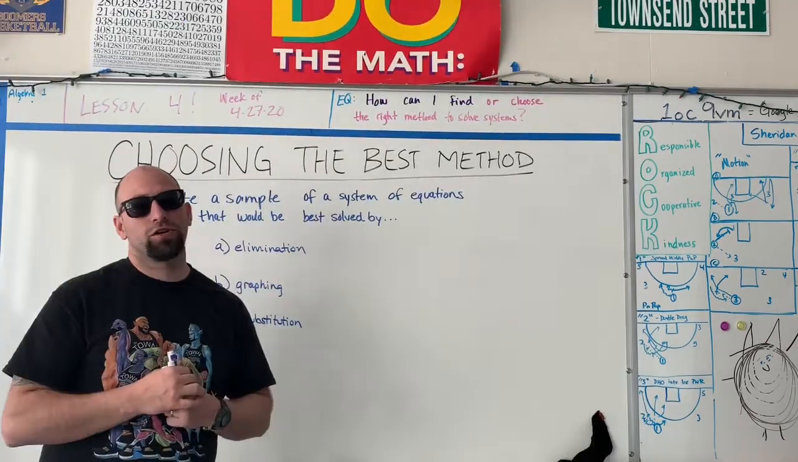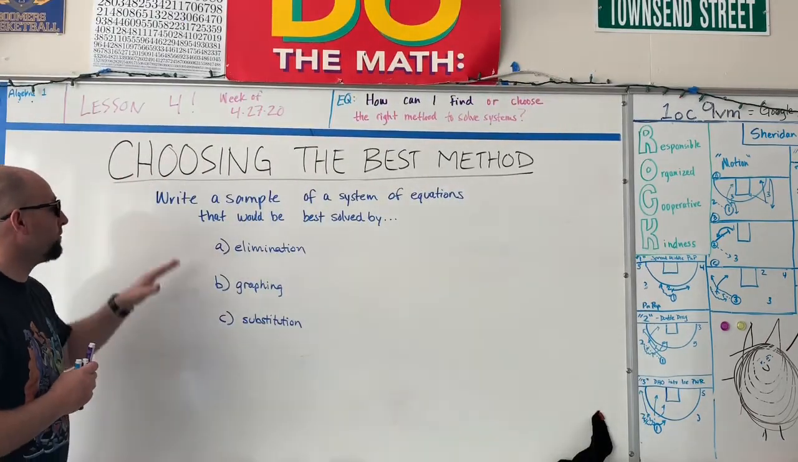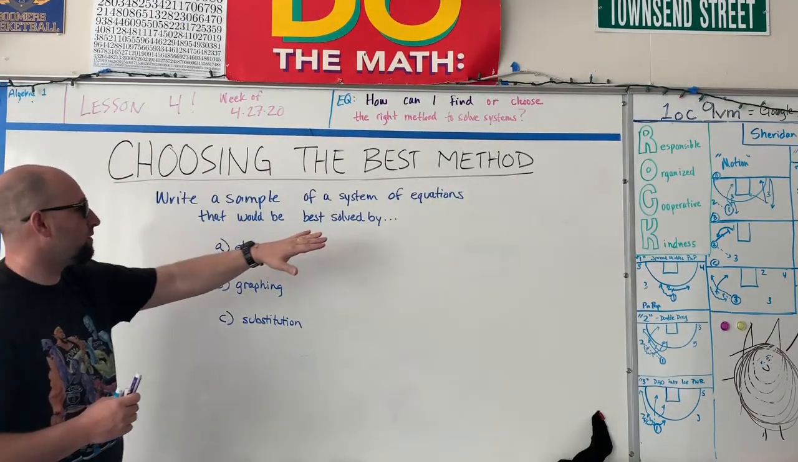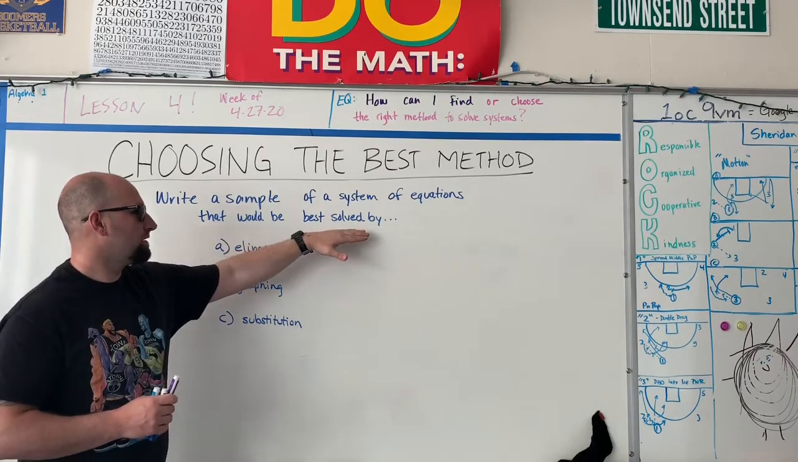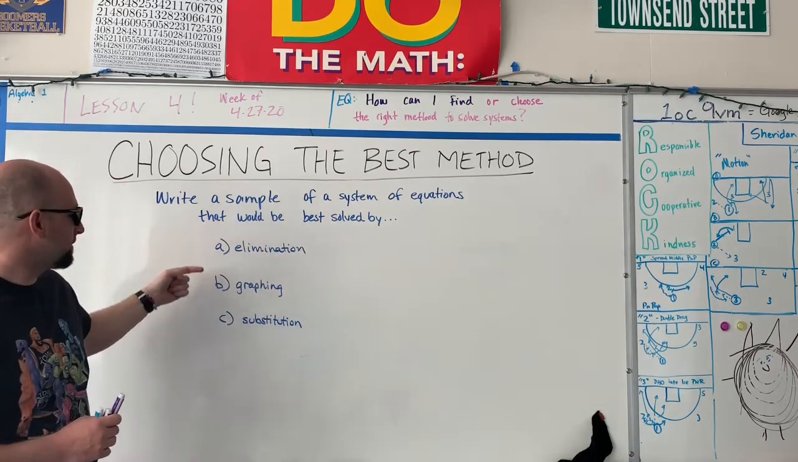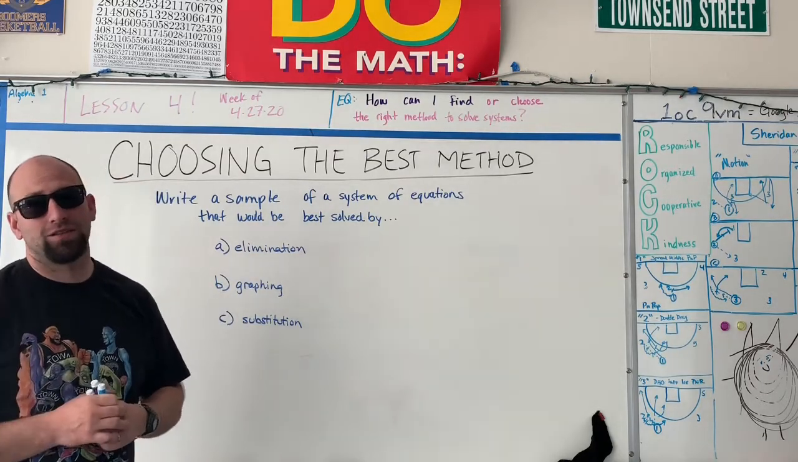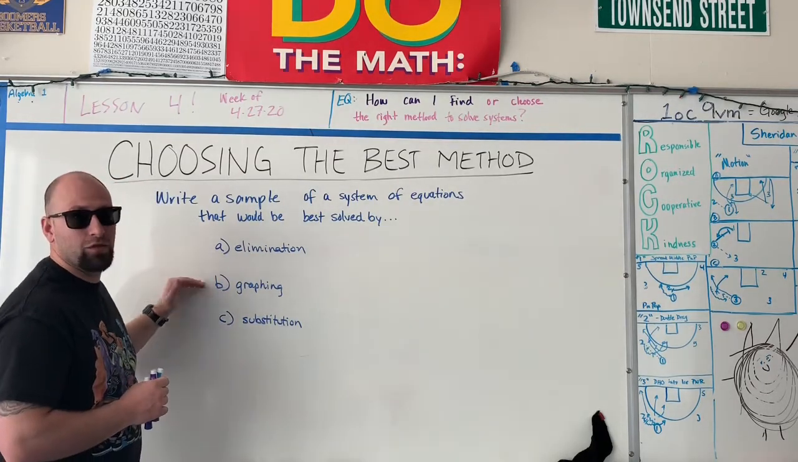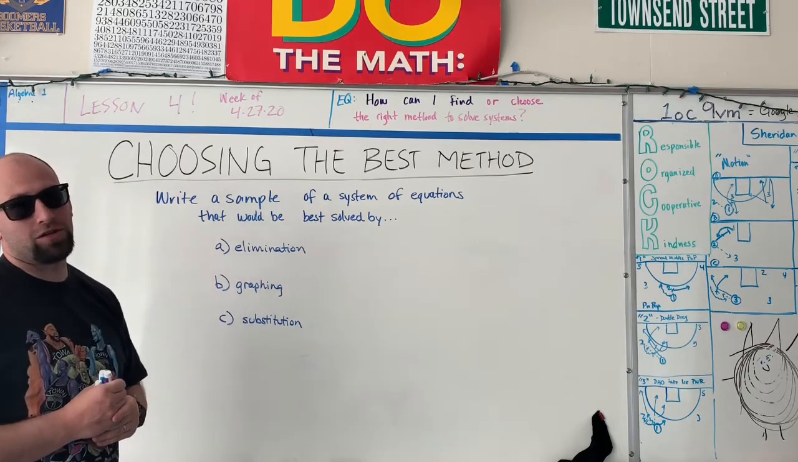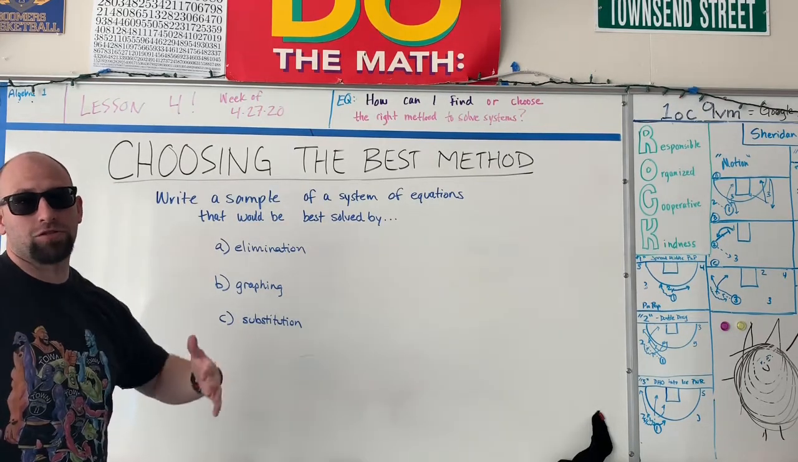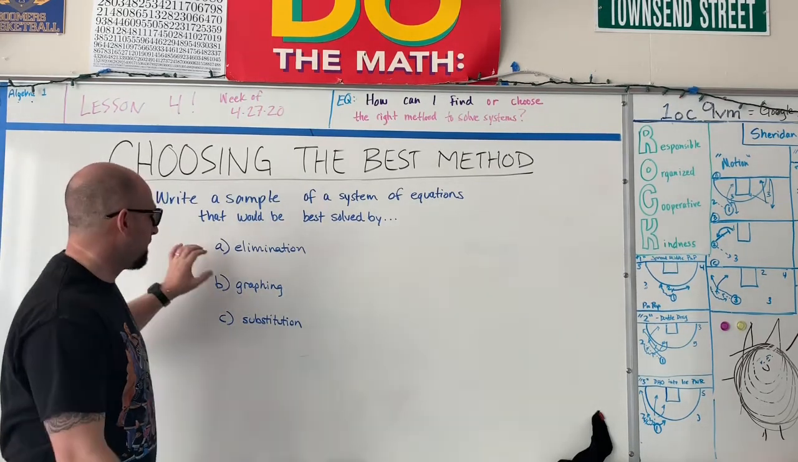Last thing we're going to do on this lesson is I want you to write a sample of a system of equations that would be best solved by elimination, graphing, and substitution. So what I want you to do is pause the video, and then I just want you to write a system for each of these that would be best for each of those, and then I'm going to do one afterwards. So make sure to pause the video and write a system for each of these.